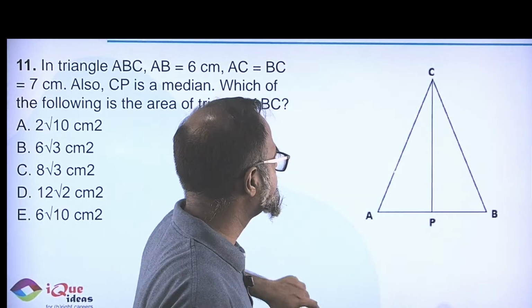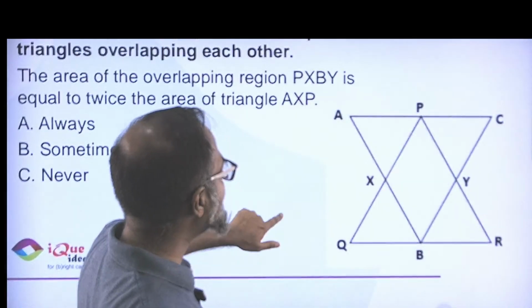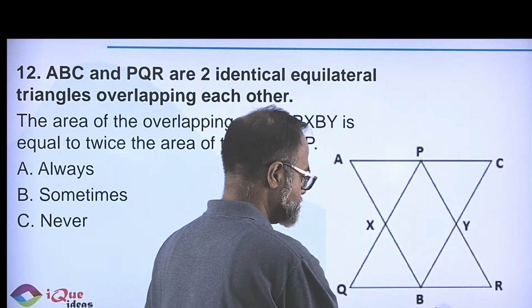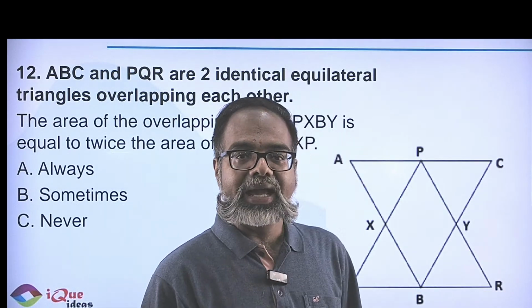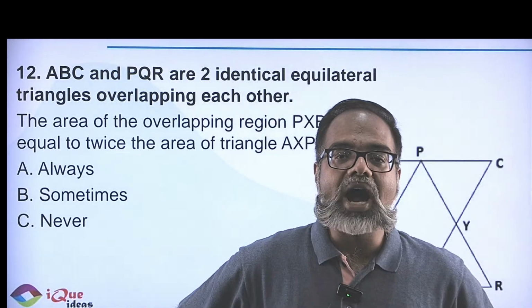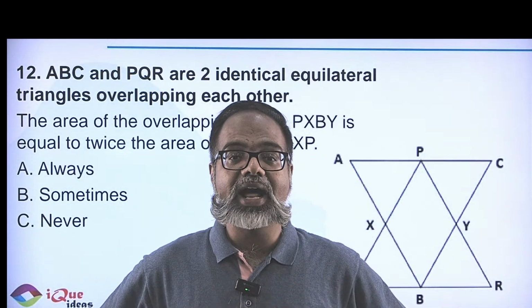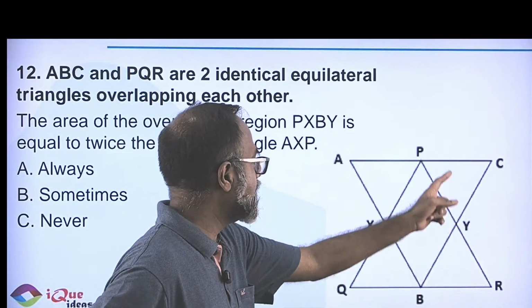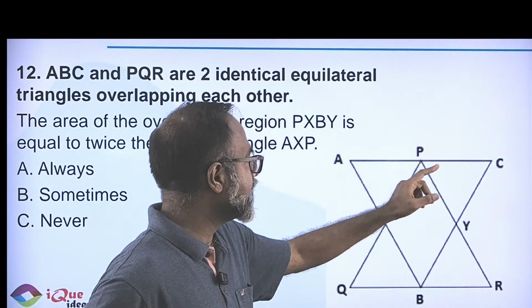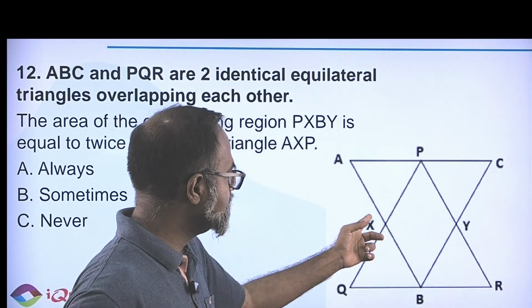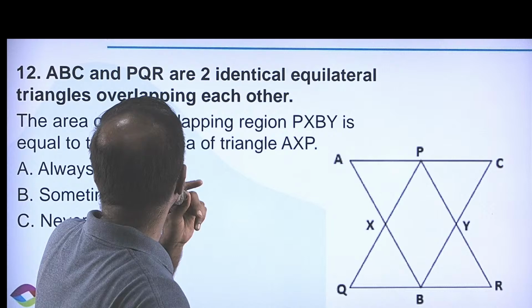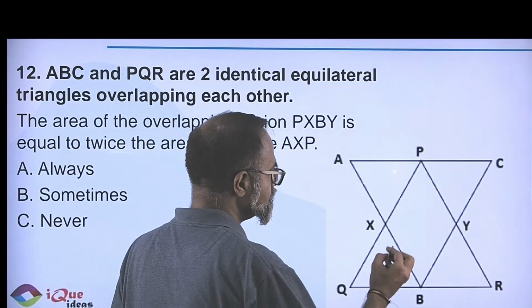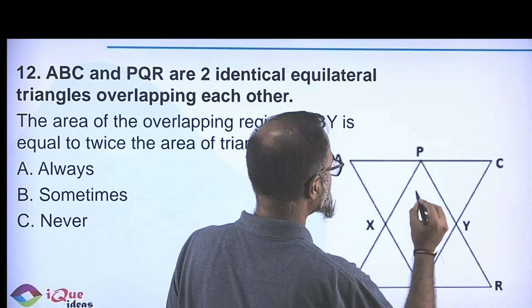Right. Diagram. But is it easy? I don't know. Let's see. ABC and PQR are 2 identical equilateral triangles overlapping each other. Okay. So ABC and PQR are exactly overlapping each other. Great. So these points are given as X and Y. The area of the overlapping region PXBY. So which is PXBY? Okay.